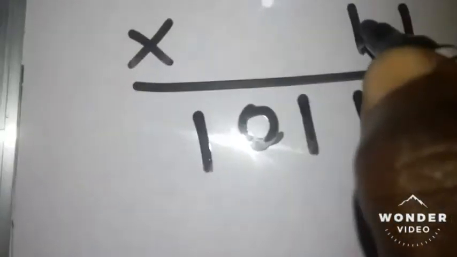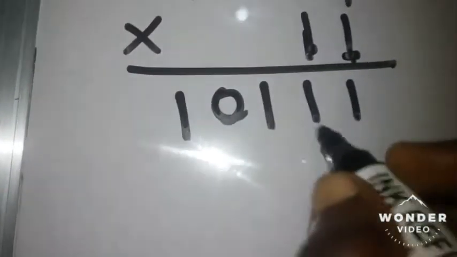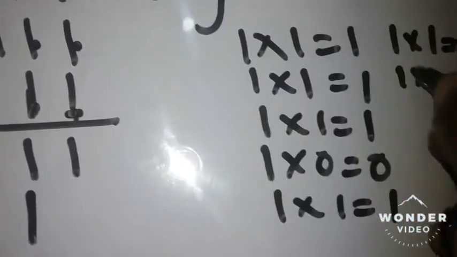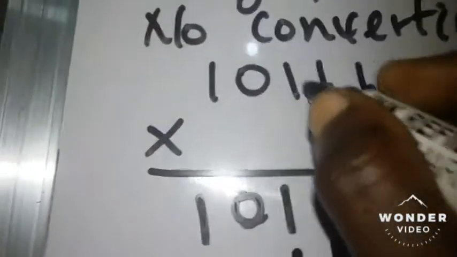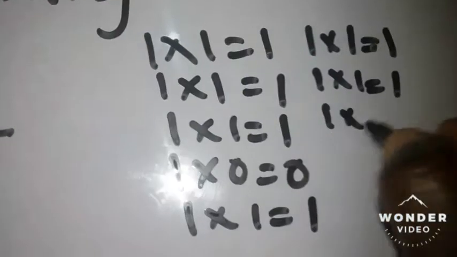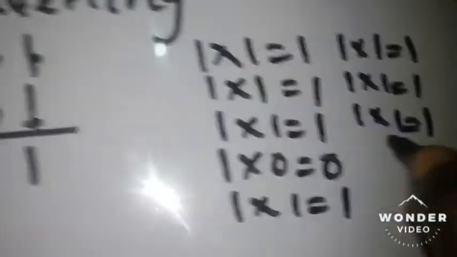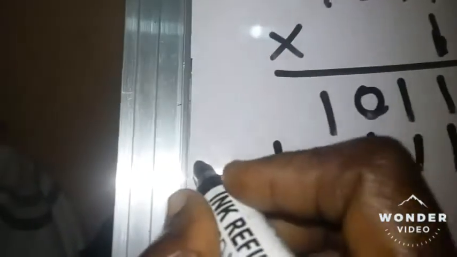Now you pick the second number. 1 times this 1 here, 1 times 1 is equal to 1. You put it under the second number. Then 1 times 1, which is 1. Put it here. Then this 1 times the third one, that's 1 times 1 is equal to 1, put it here. Then 1 times 0 is equal to 0. Write 0. Then 1 times 1, the last one, is equal to 1. Put it.